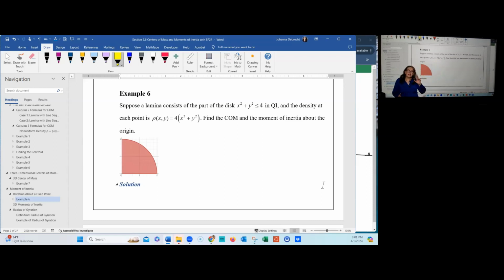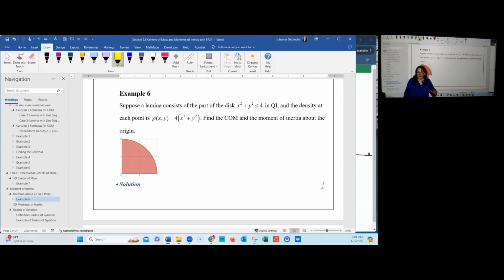Now we want to find two things. We want to find the center of mass, which we know we need to find the mass, and we need to find the moment in the x direction and the moment in the y direction. That doesn't have anything to do with moment of inertia. Then after we've computed x bar, y bar for the center of mass, we want to find the moment of inertia about the pole, or the polar moment of inertia. So this is about the origin.